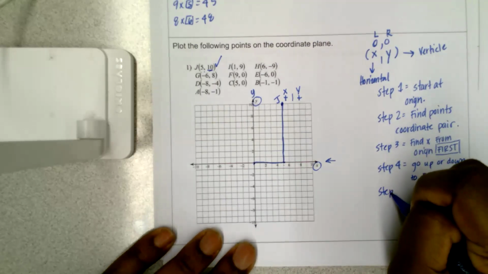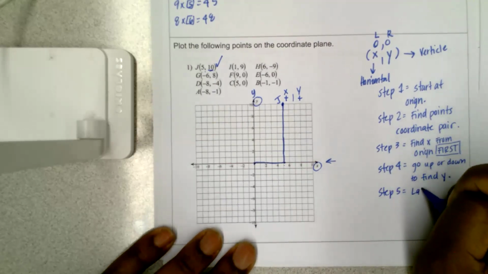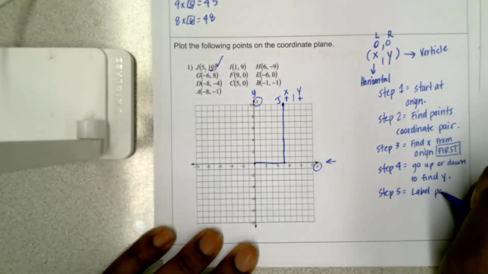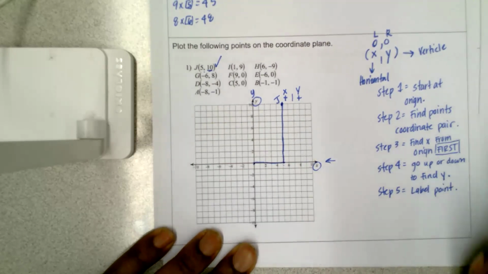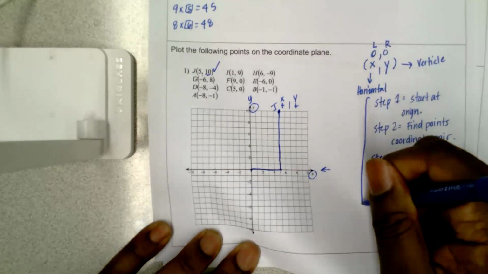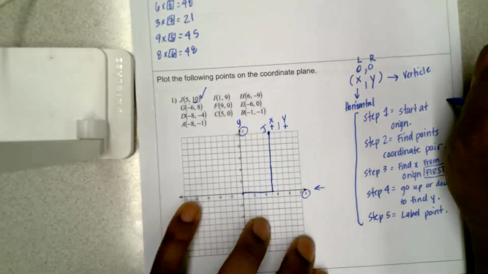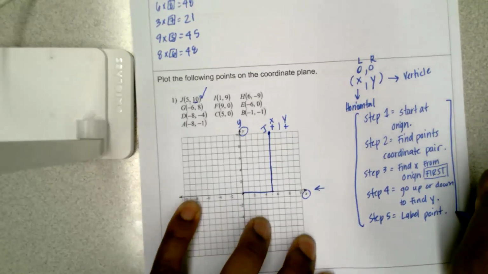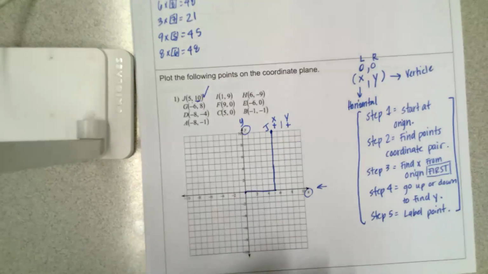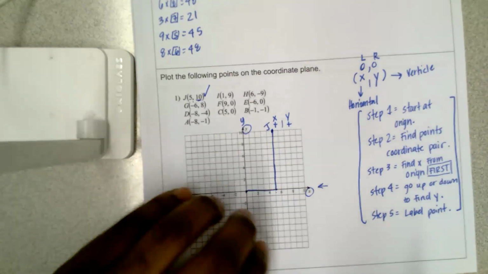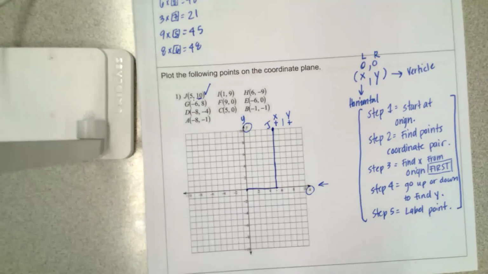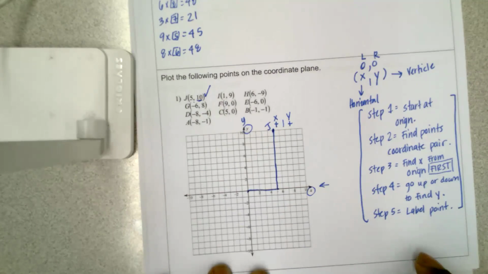Step 5, label point. I want to see all of this written on your paper. This is how I'll know you're serious. And you'll find that because you did all of this like practice, when you go to practice on your own, you can use your notes. So you don't have to rewind the video. You can just use your notes because I wrote everything down here and you can just follow what we did.